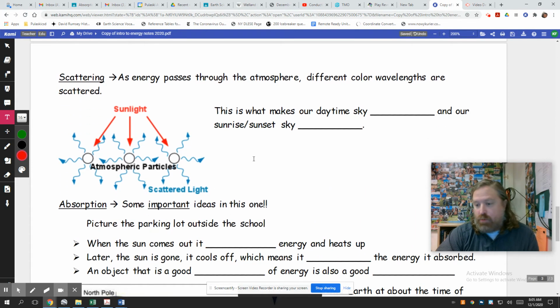Scattering. Why is the sky blue? The answer that pops in a lot of people's heads is because it reflects the lakes and oceans. And then you say, well, why are the lakes and oceans blue? Well, because it reflects the sky. Well, it can't be both. And the deal is that it's actually scattering that does that.